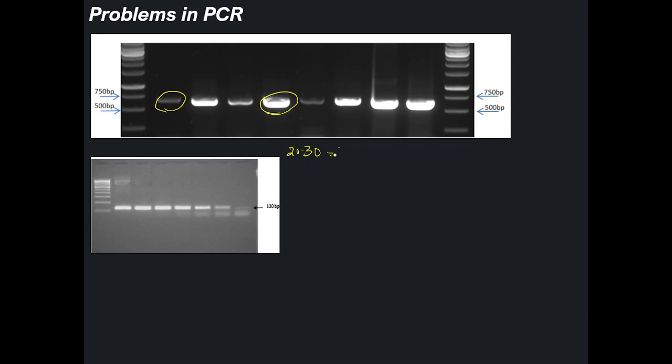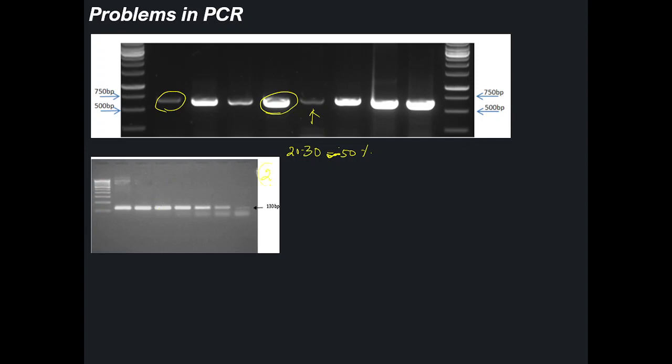There will be loss, and in some cases it might go to even 50%. Now if your yield of product is less, then you can imagine that there could be a problem. The other problems could be associated with non-specific amplification.